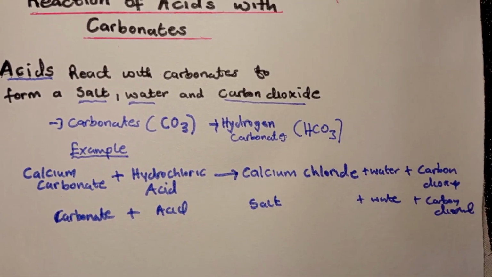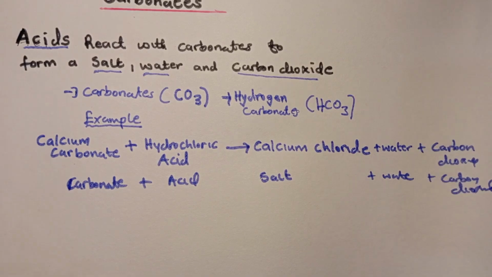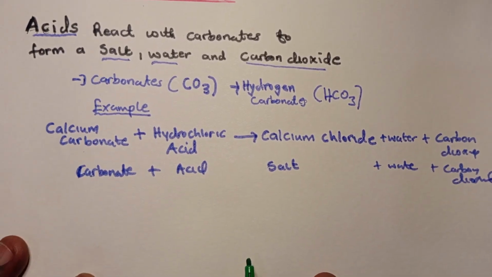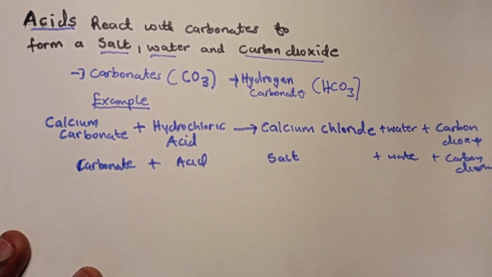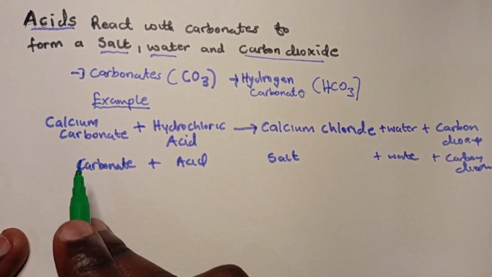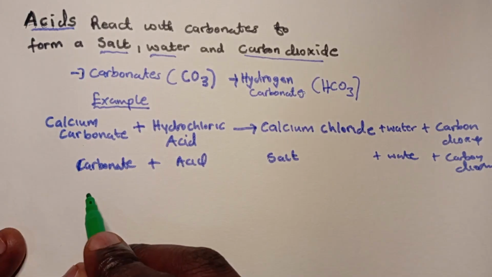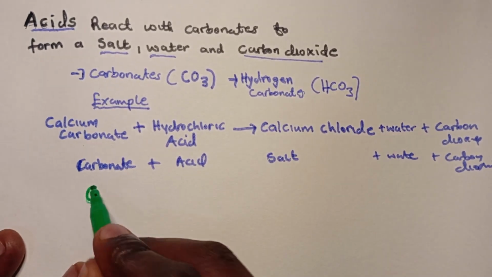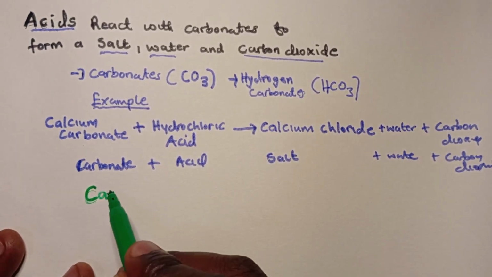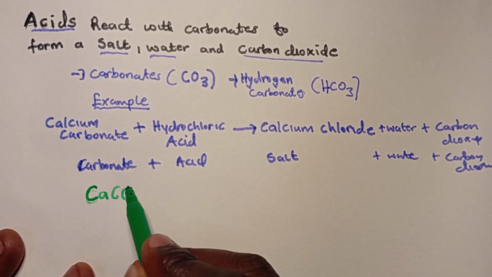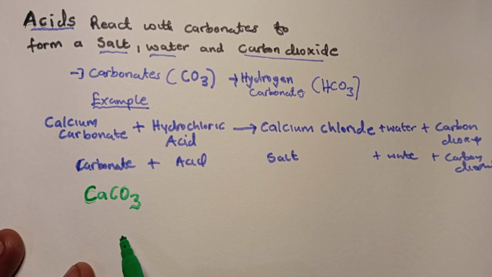This is how the reaction actually proceeds. Now we need to write this reaction in terms of chemical symbols. If you don't know how to write chemical symbols, you can check through my videos. There's a topic where I taught how to write chemical symbols. So calcium carbonate is written like this: CaCO3.